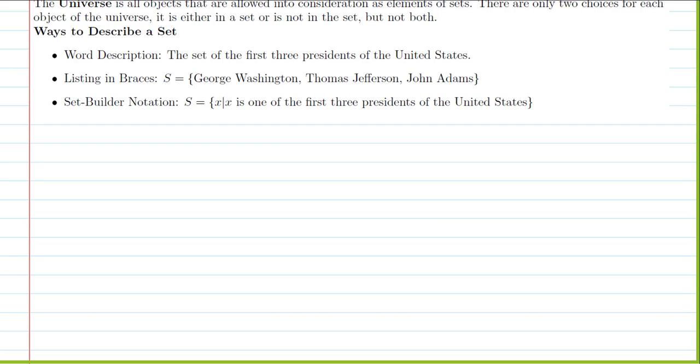The other one is set builder notation that we've seen in our algebra classes. The set of all x's such that x is one of the first 3 presidents of the United States. All 3 of these represent the same set, which is the first 3 presidents of the United States. We will use all of these at different points, but if possible, it is nice to be able to just enumerate all of the things that are in the list. Sometimes that's not possible, and we'll have to settle for giving a rule for inclusion. That can be for many different reasons, as we will see.